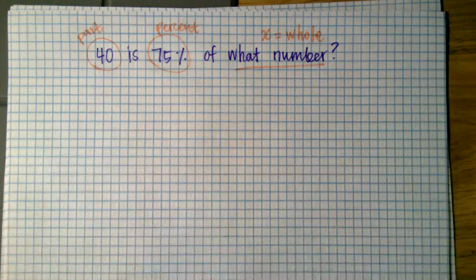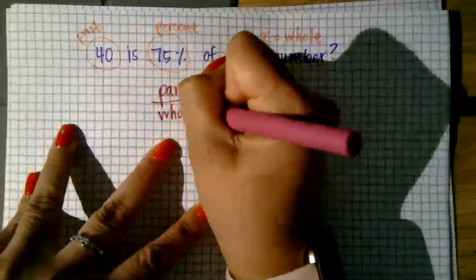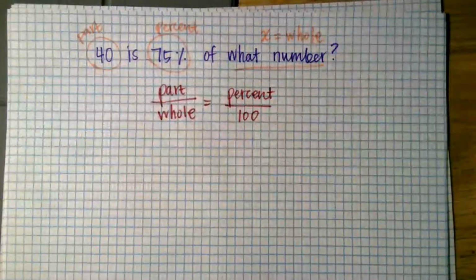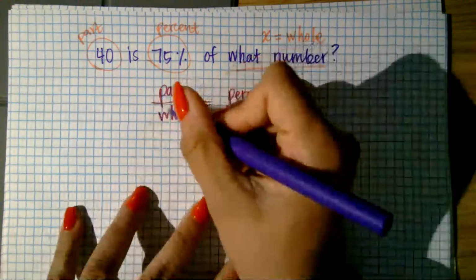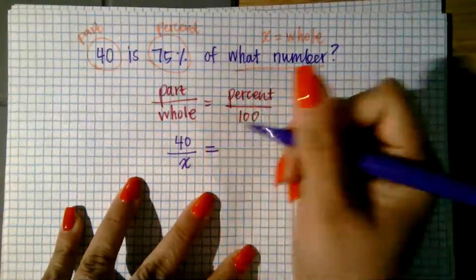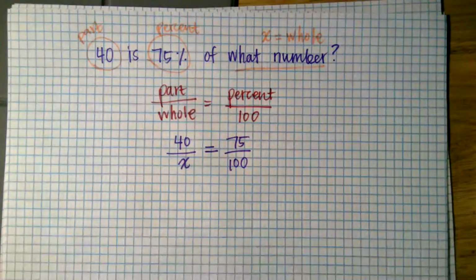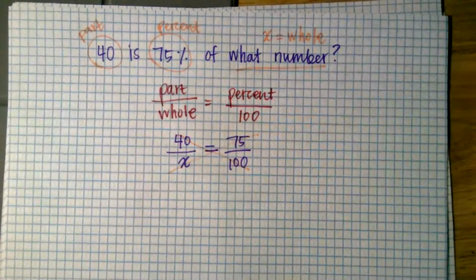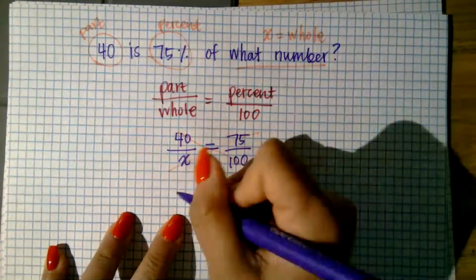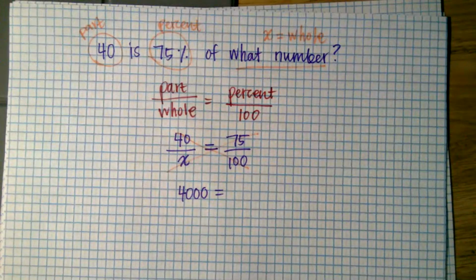Starting off with my formula. What is my formula, guys? Part over whole equals percent over 100. There's my formula. I'm going to plug in what I know. So my part is 40, so that's going to be right there. I don't know what the whole is, so it's going to be an x. Equals, and then 75 over 100. So again, I have my fraction equals a fraction, so that justifies me using cross multiplication. And so now I'm going to go ahead and see that 4,000 is equal to 75x.